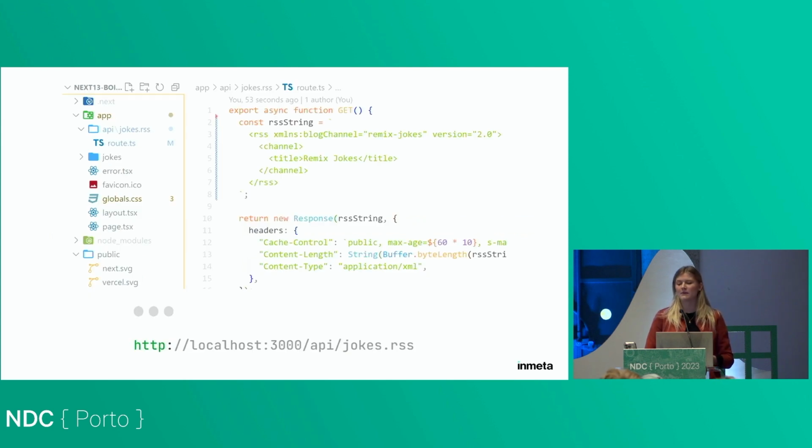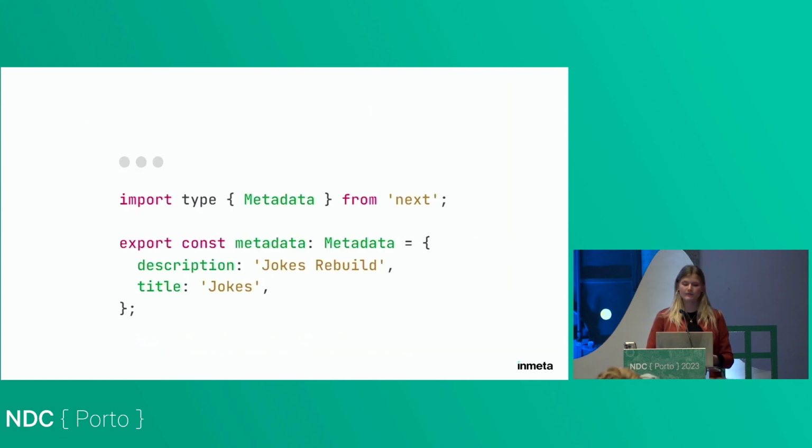You can also define API routes in here, like in the pages router. The route.ts file is a reserved name and will allow you to create API endpoints. Then there is support for SEO with, for example, meta tags. They can be added to any page or layout and can also be generated dynamically, for example, using the route params.